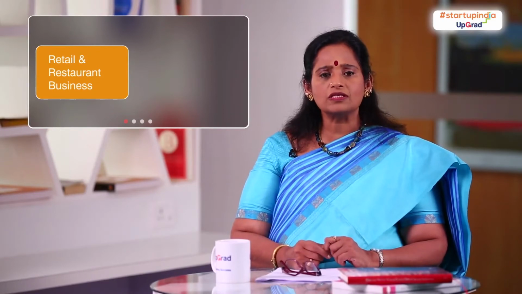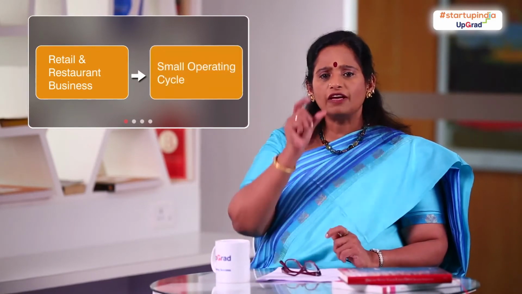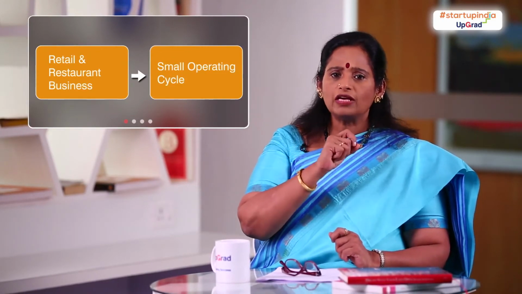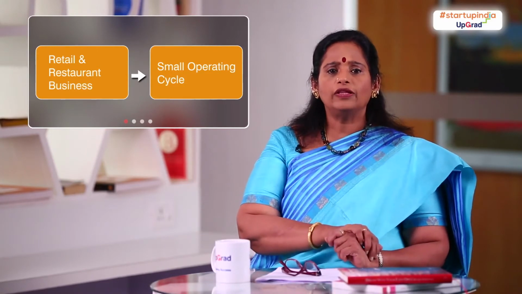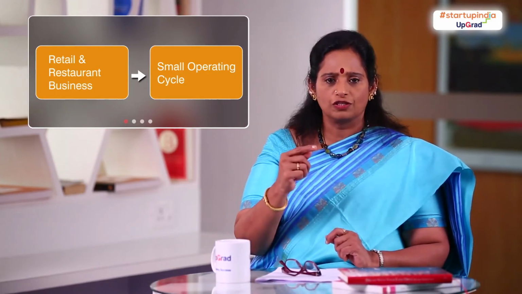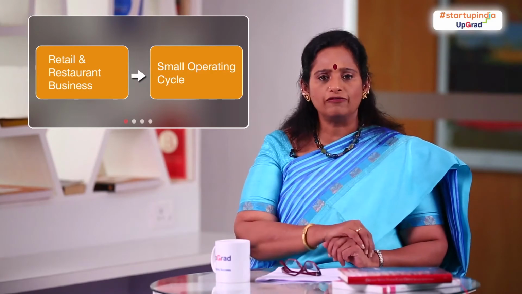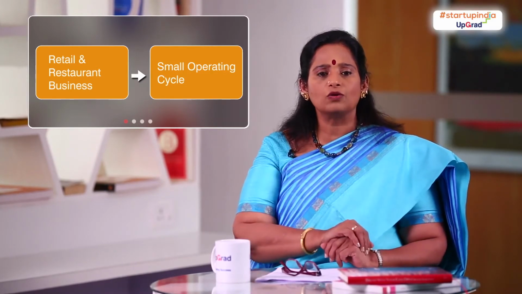It will be useful to know about the length of the operating cycle, which is normally expressed in number of days. In retail industry and restaurant business, the operating cycle is very short, maybe a few days or even just one day. When the inputs are converted to finished goods, in the case of restaurant it will be food, and sold across the counter for cash. Hence, the working capital required is lower.